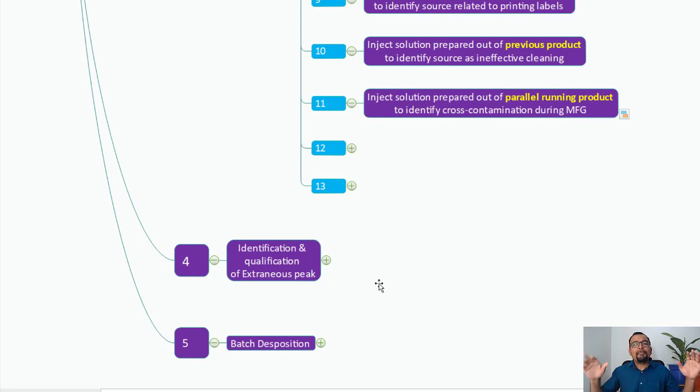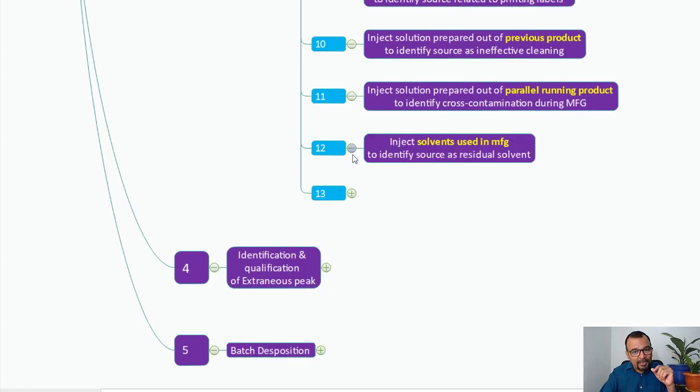If you have a multi-product manufacturing facility, it can be API or finished product. Understand whether those parallel running products can become the source of cross contamination. So just inject the APIs of those products and you will come to know the source of the extraneous peak.